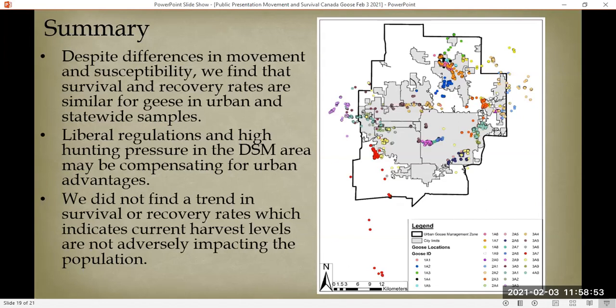So hunters have responded to geese using urban areas, just kind of similar to how geese have responded to that attractive environment. And that's really important and interesting. Overall, we did not find trends in survival or recovery rates over a 20-year period, despite the Canada goose hunting season becoming increasingly liberal. And so this indicates that our current harvest levels are not adversely impacting the population. So all these things are really important for us to know as we're thinking about Iowa's Canada goose population and how to manage it into the future.